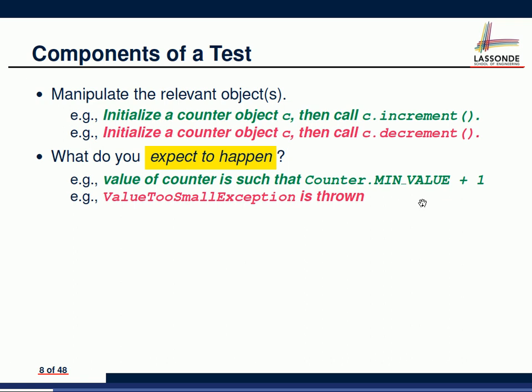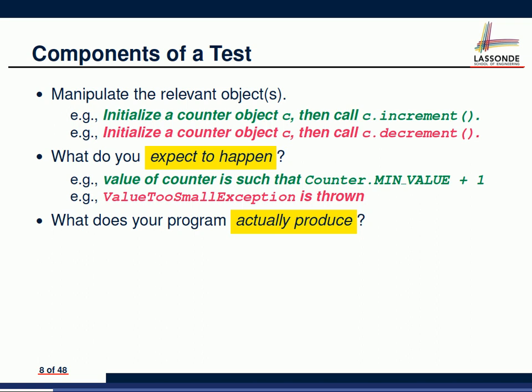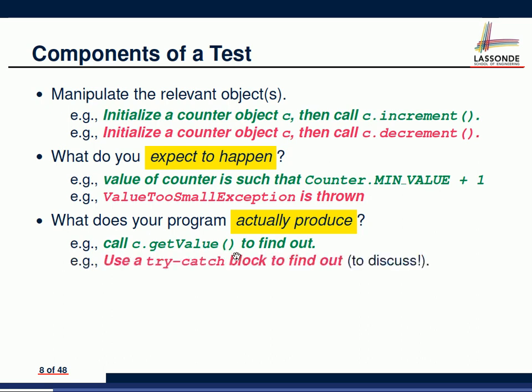Two different cases. And also, what does your program actually produce, versus what do I expect it to produce? In the green one, I simply call c.getValue to see if the value is really 1. That's one way to do it. What about the red? The red is a little bit tricky logically, and I want to explain it to you. The idea is, if I try the red test case and the ValueTooSmallException is really thrown, that should be considered a success. If it was not thrown, that should be considered an error. That's the funny part, because you're expecting an exception to be thrown.